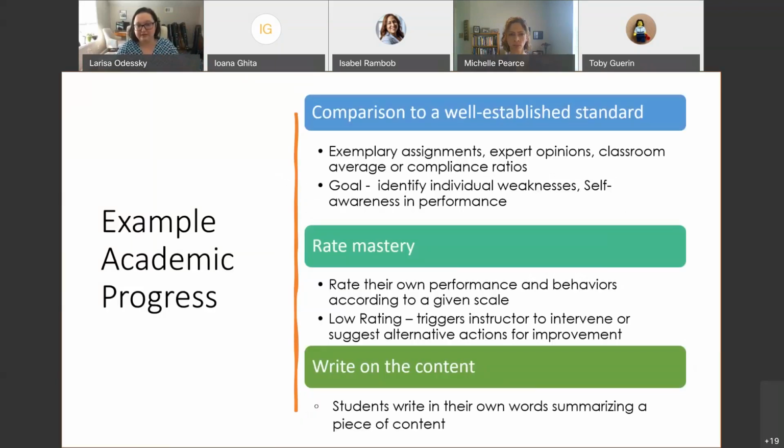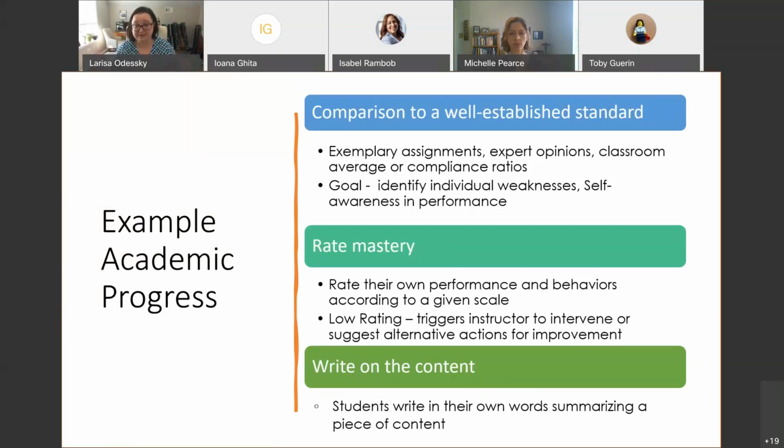When we talk about an example of doing reflection on academic progress, we can compare it to a well-established standard. So I don't have to tell you whether you did well or not. There's a standard, here it is, how did you do? And we want to identify individual weaknesses, self-awareness, and performance. Or you can rate your mastery.